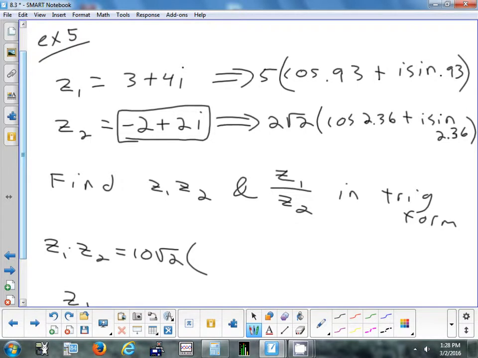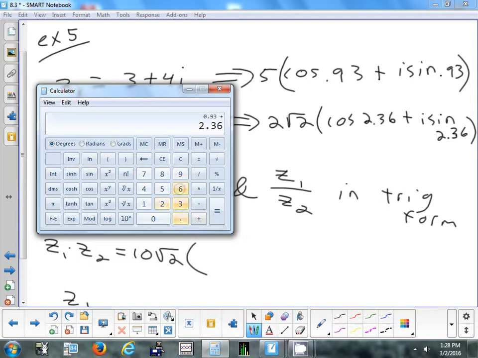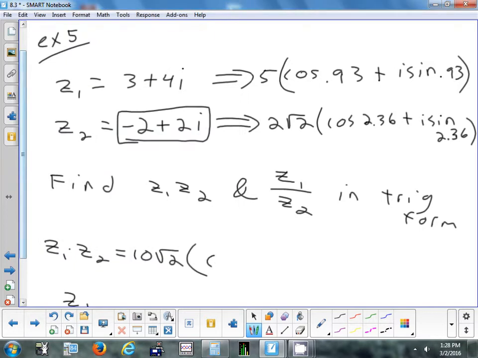And what do I do with 0.93 and 2.36 when I'm multiplying? Yeah, we just add them. 0.93 is theta 1. 2.36 is theta 2. Just add them up. So my angle is now 3.29, and that's radians. And that's it. Cosine 3.29, I sine 3.29.